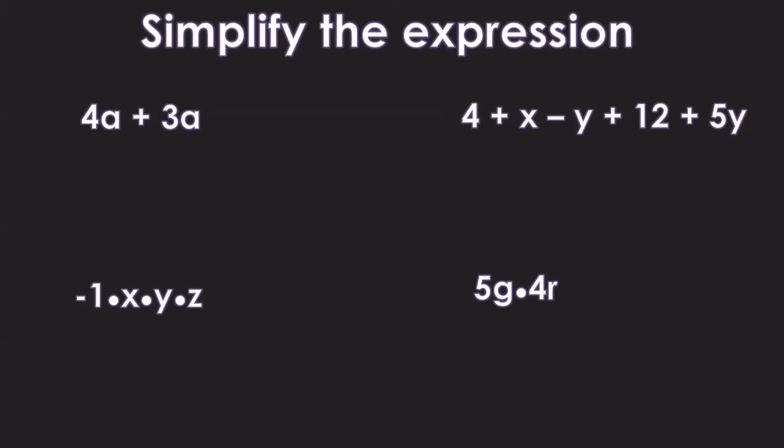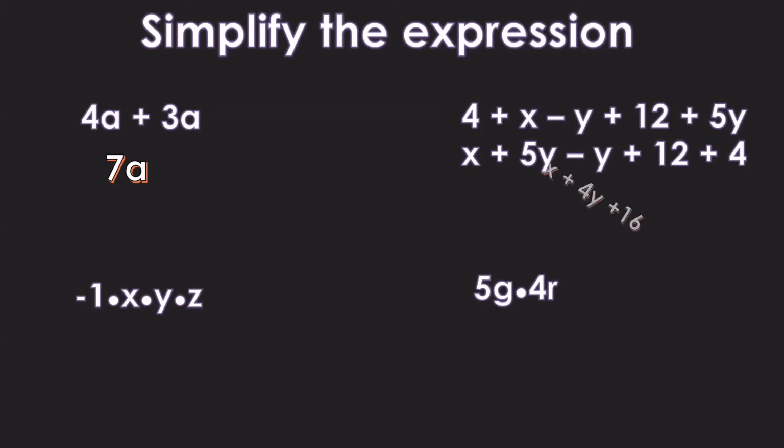Okay, let's see how you did. So if we take a look at our first one, 4a plus 3a, you should have 7a. When I go over, okay, first we need to rearrange them so that I have my like terms next to each other. It just makes things a little easier to group. You don't have to do that. But when you do, you get x plus 4y plus 16.